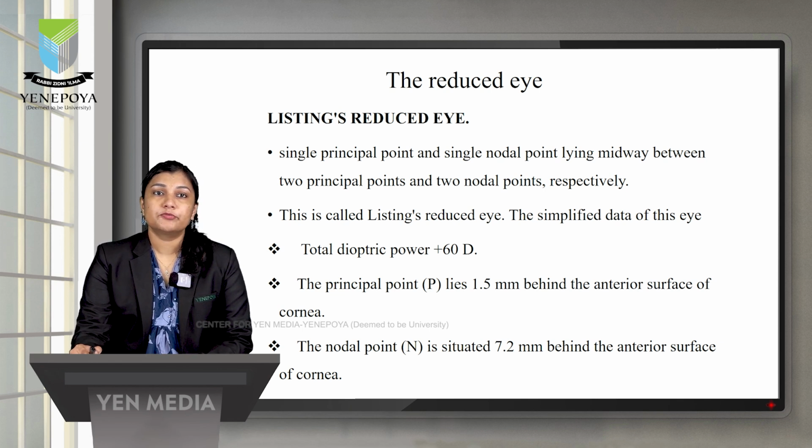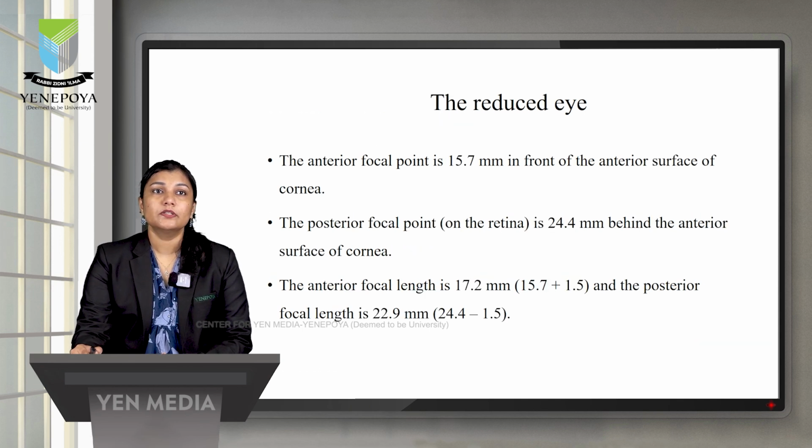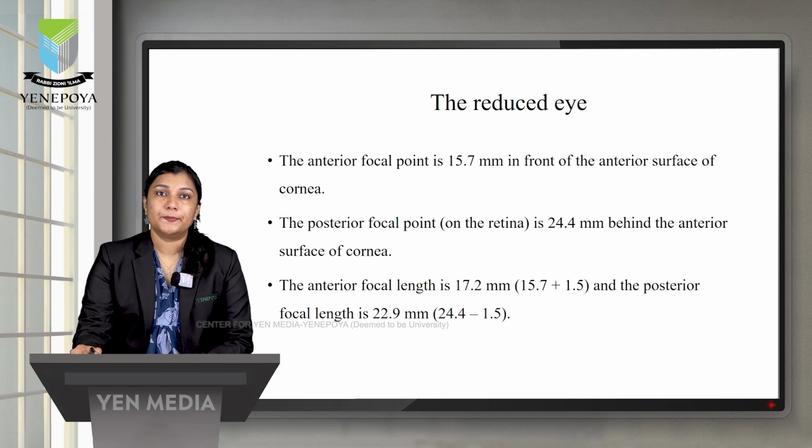So here the total dioptric power will be plus 60 diopter. The principal point P lies 1.5 mm behind the anterior surface of the cornea, and the nodal point N is situated in the anterior surface of the cornea. The anterior focal point is 15.7 mm in front of the anterior surface of the cornea. The posterior focal point is 24.4 mm behind the anterior surface of the cornea. The anterior focal length is 17.2 mm and the posterior focal length is 22.9 mm.